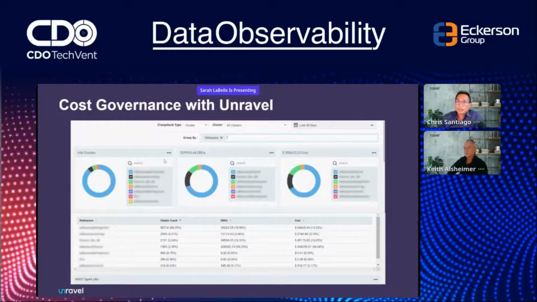This is what it was like with Unravel. So you've got that single pane of glass that gives you all the information about where spend is going. I can look at things from a user level perspective. I can even understand where to optimize things. But as you can see here, this is something that comes out of the box, right?